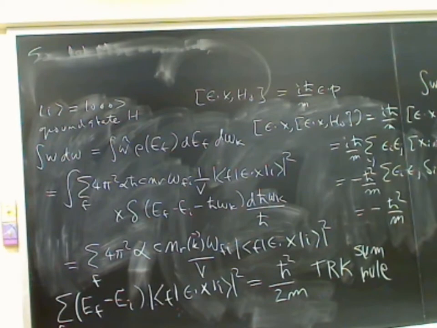Now, we're still not happy because of that 1 over v, but in fact, the flux of photons here is n sub r of k c over v. That's the number of photons per second per unit area coming across. And so the integral of the total absorption cross section d omega is then equal to 2 pi squared over m alpha h bar c n over v divided by the flux, which is n c over v. And when that's done, the n and the c go away, and you get 2 pi squared alpha h bar over m.